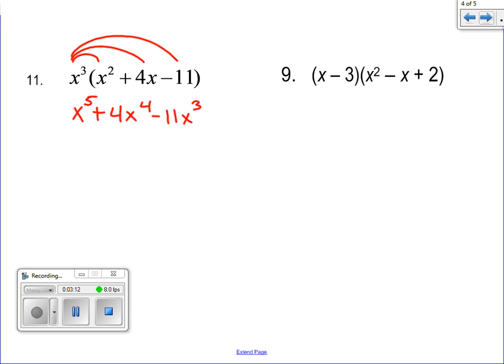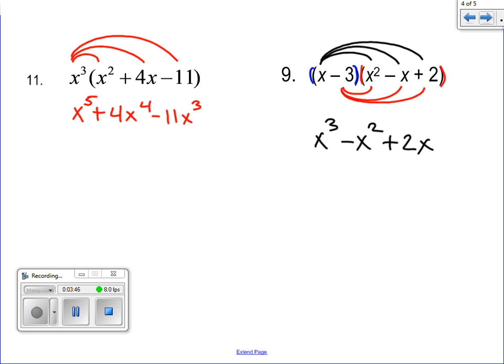All right, problem number 9, a little bit more complicated. I need to do each term in the first set of parentheses times every term in the second set of parentheses. So I'm actually doing quite a bit of multiplication here. I'm going to multiply x times x squared, negative x, and 2. And I'm going to multiply negative 3 times x squared, negative x, and 2. All right, so the stuff in the black for starters. X cubed minus x squared plus 2x.